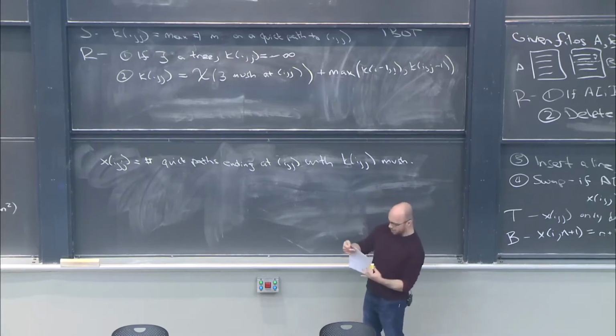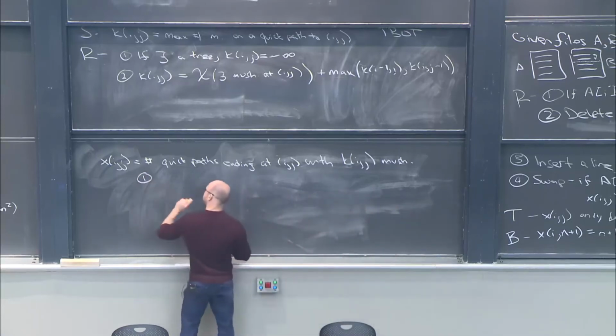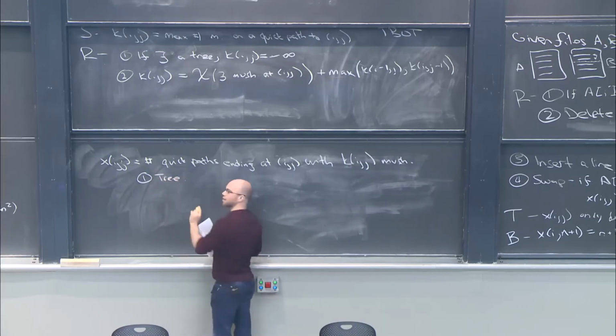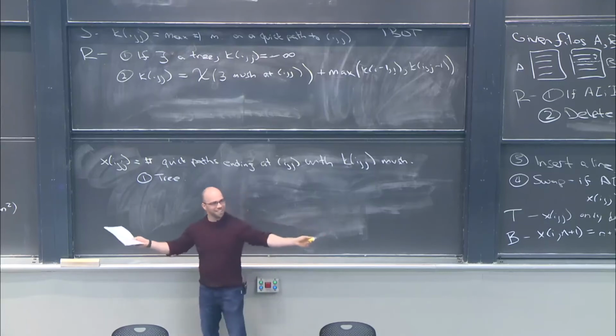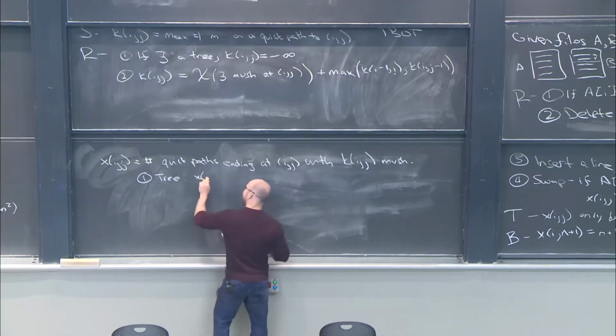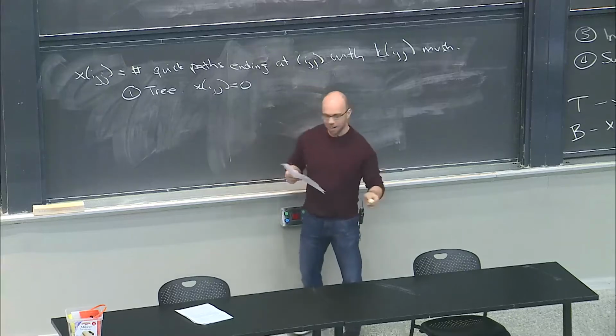So in particular, again, case 1, if there's a tree, how many paths are there? There are no paths because I can't get there. Yeah? So then x_ij equals 0. Okay? Otherwise, there isn't a tree.